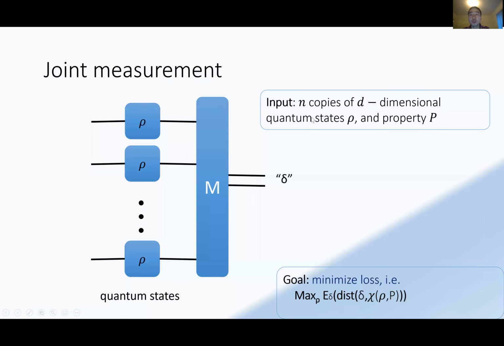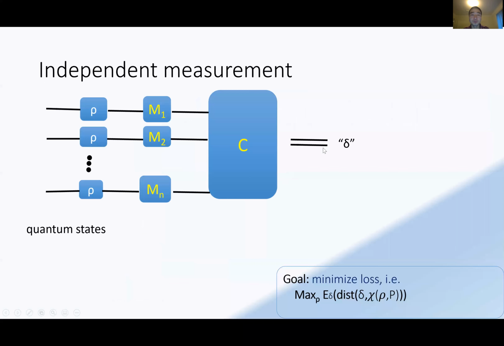Consider the quantum property testing problem as follows. Given n copies of a d-dimensional quantum state rho and a property P, we want to verify whether rho satisfies P or is far from satisfying P. In the joint measurement setting, we need to design a measurement with dimension d to the n, apply it on the n copies of state rho and output delta. With high probability, delta will characterize whether rho satisfies P or is far from satisfying P.